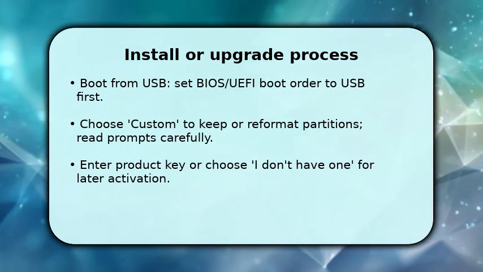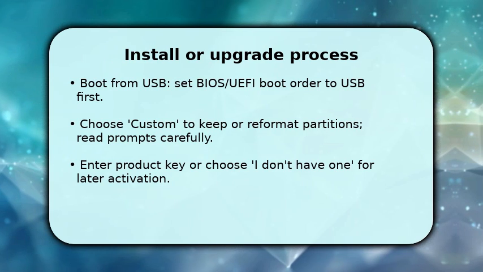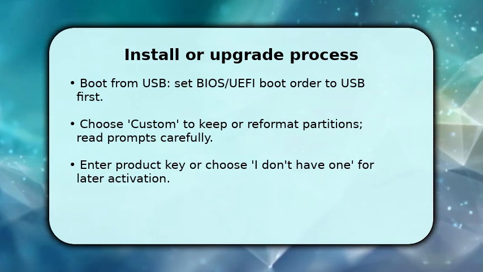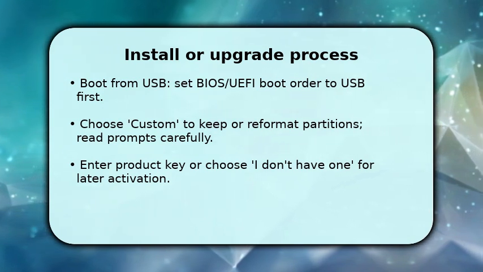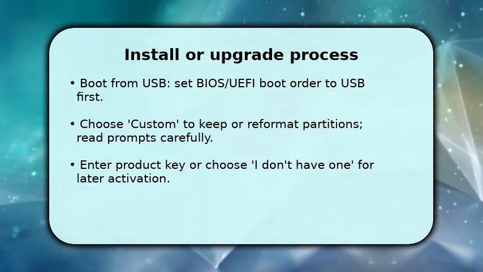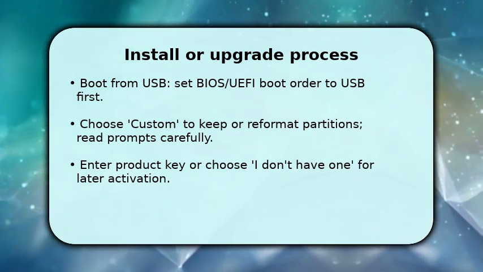Select language and choose Install Now, then opt for Custom Install if replacing Windows 7 or wanting a clean partition. Allocate or format partitions as needed, but make sure you know which partition holds your backup. Enter a product key if available, or skip and activate later in settings.